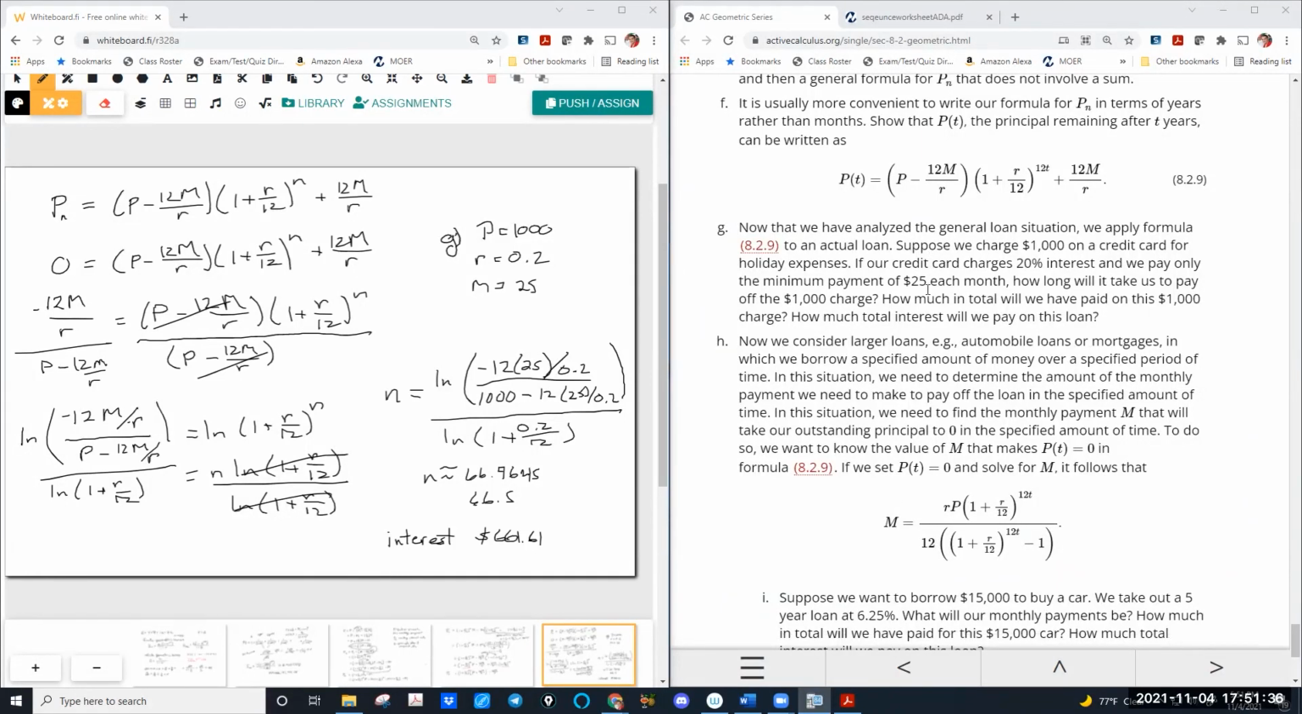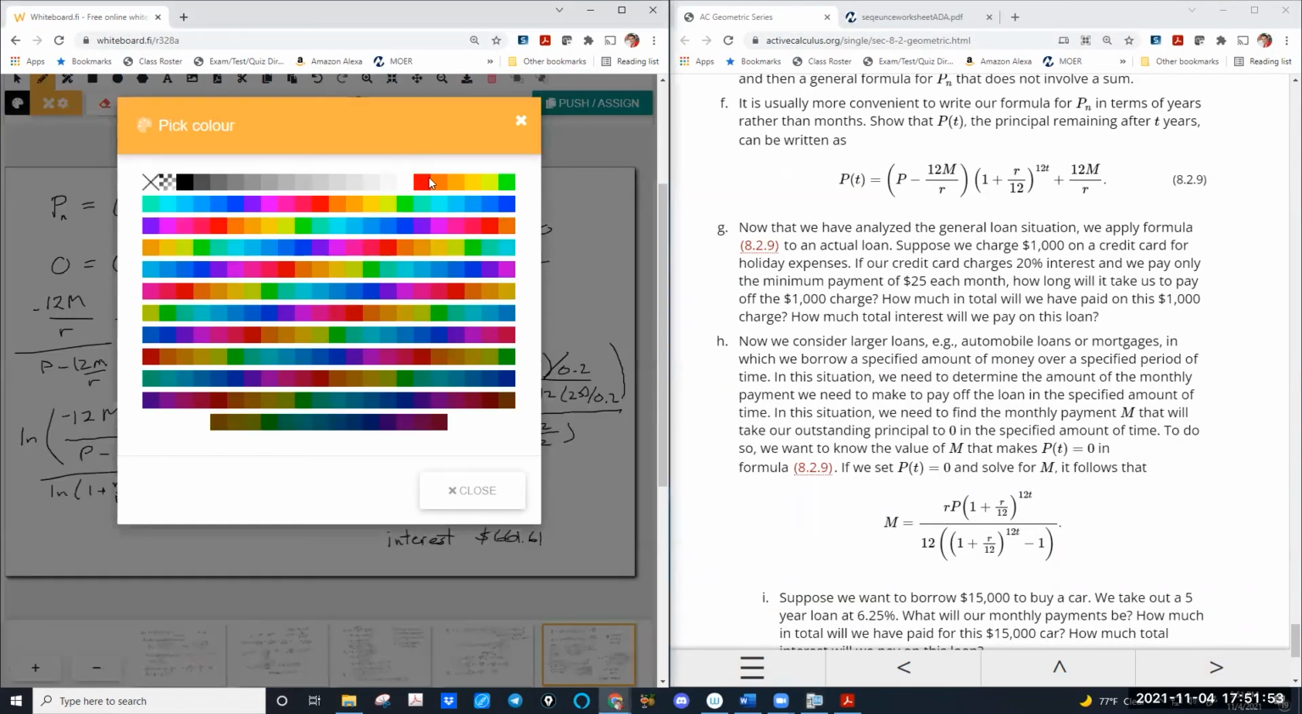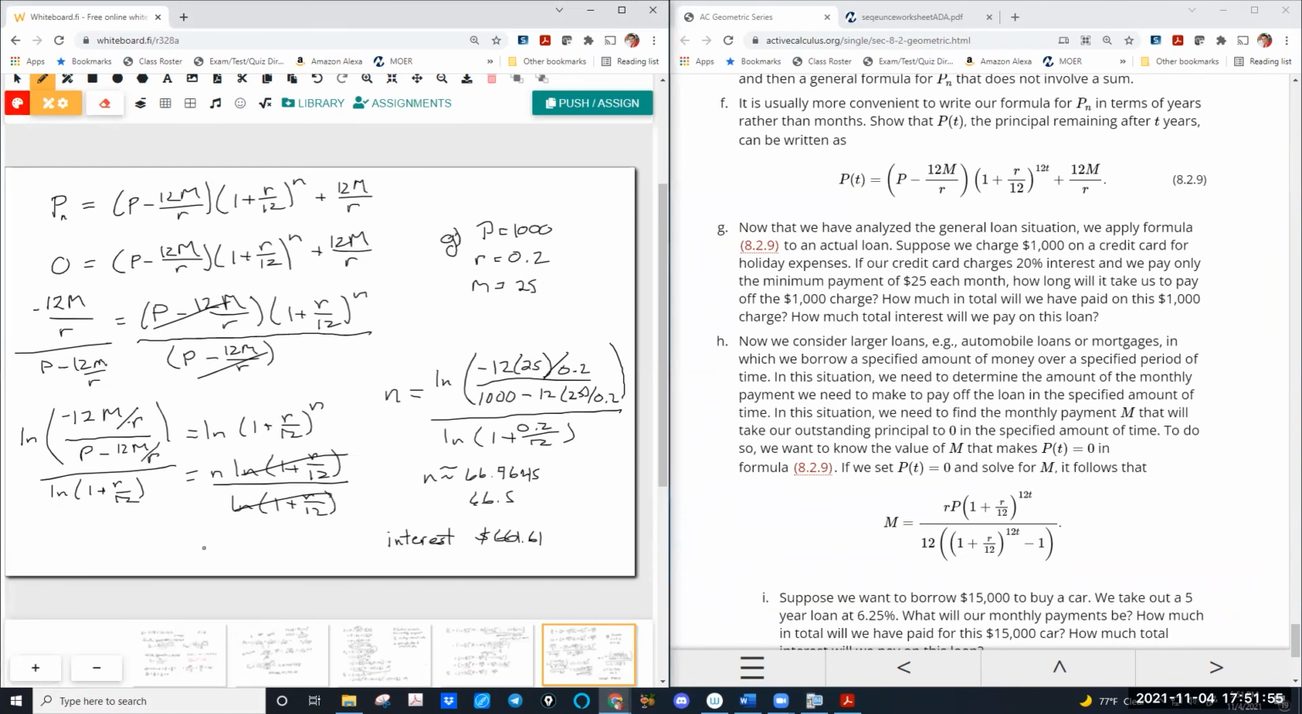Now, we could do something really similar. We could solve for M if we wanted to do monthly payments. Excuse me, if we wanted to solve for the payments. So let's circle that so you guys can use these to try a couple of these problems. Right there, that will solve for how long it would take to pay something off.